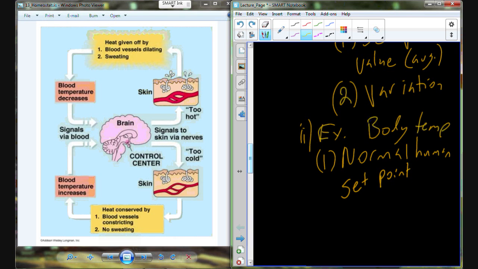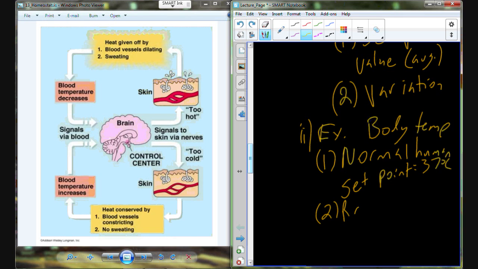And again, this is the average. Well, 37 degrees on average, if you were to take body temperature once every 24 hours to take the average, should be right around 37 degrees if your body's maintaining homeostasis and you are in normal conditions.